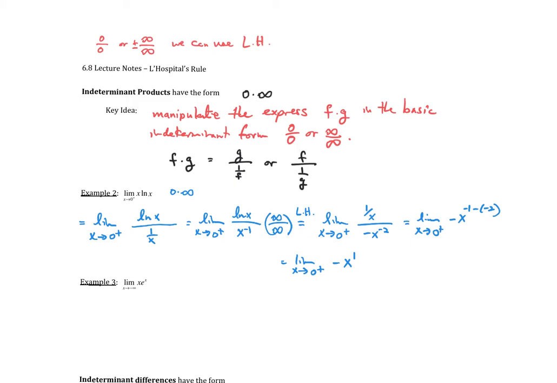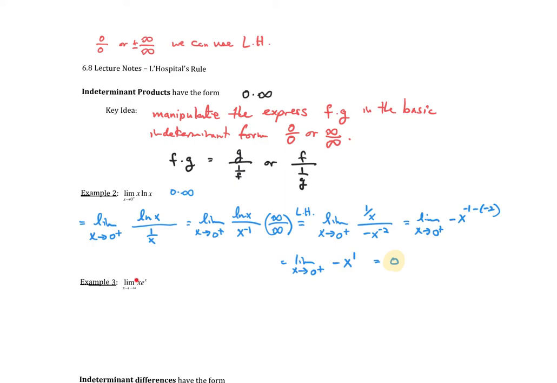All right. At this point, I could just plug in a 0 for x, and I'm going to get 0. So that's going to be my answer for example 2. Let's take a look at example 3. When I look at example 3, I can see I want to calculate the limit as x approaches negative infinity.